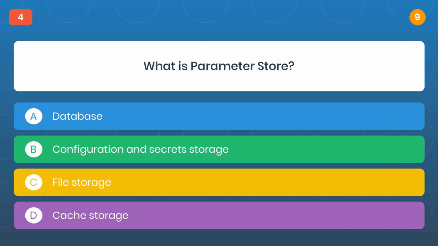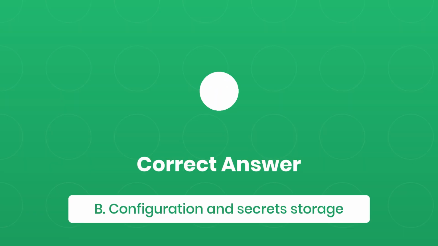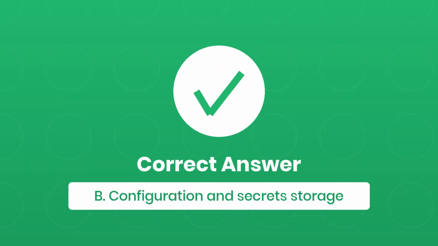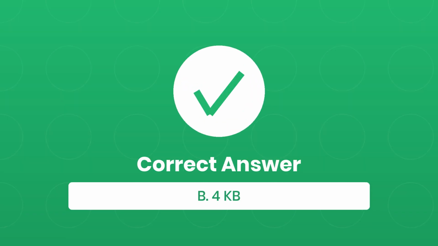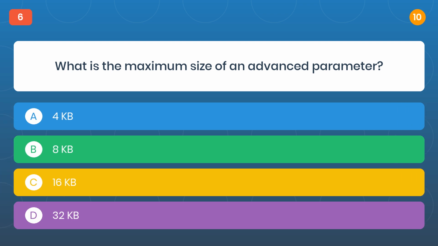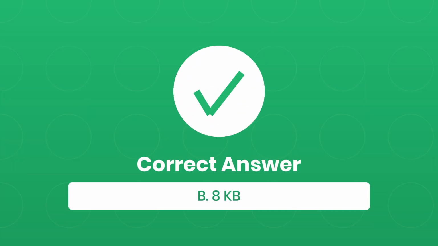Question 4. What is parameter store? The correct answer is B, configuration and secret storage. Question 5. What is the maximum size of a standard parameter? The correct answer is B, 4 kilobytes. Question 6. What is the maximum size of an advanced parameter? The correct answer is B, 8 kilobytes.